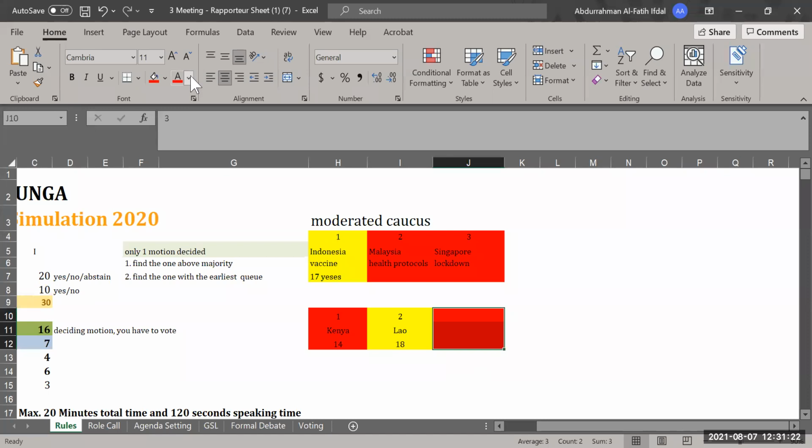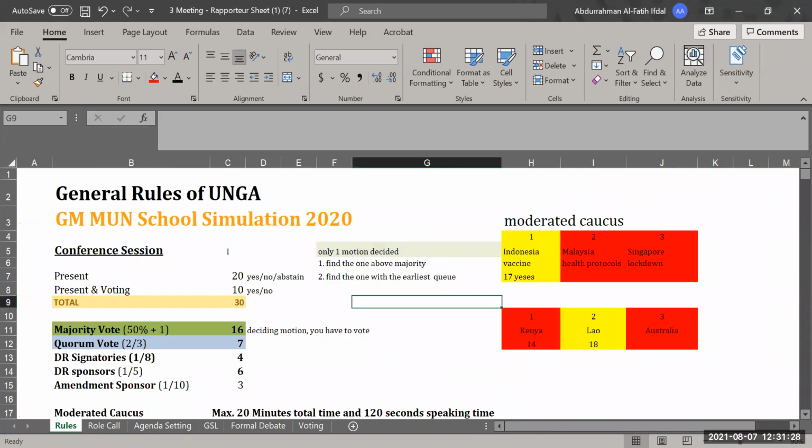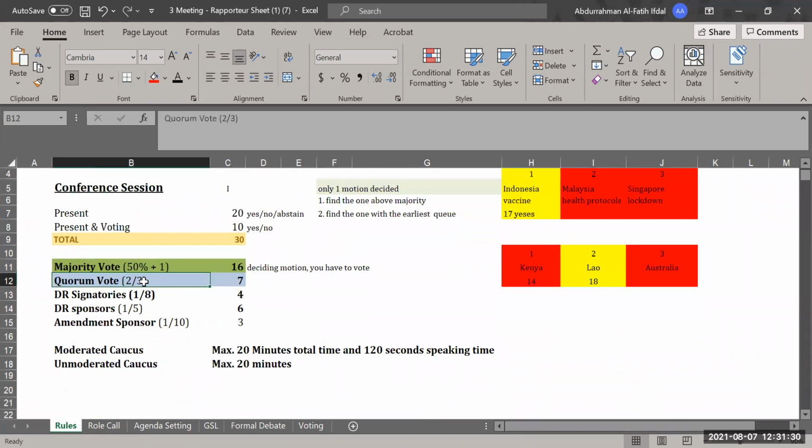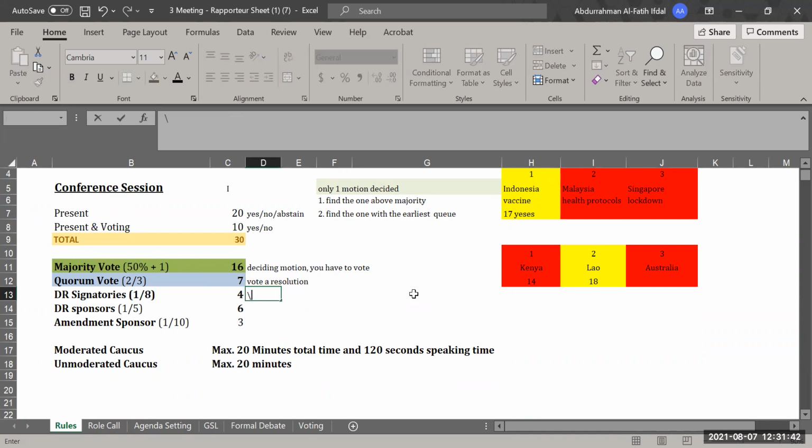Okay, so that's the simple rules of moderated caucus using majority vote. Now, quorum vote, we'll move on to the next material. Quorum vote is basically the higher number than majority, and it's used for us to vote a resolution. Since resolution is the final document, right? It's the final document that is discussed.